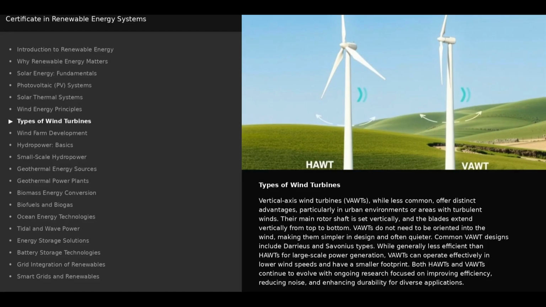While generally less efficient than HAWTs for large-scale power generation, VAWTs can operate effectively in lower wind speeds and have a smaller footprint. Both HAWTs and VAWTs continue to evolve, with ongoing research focused on improving efficiency, reducing noise, and enhancing durability for diverse applications.